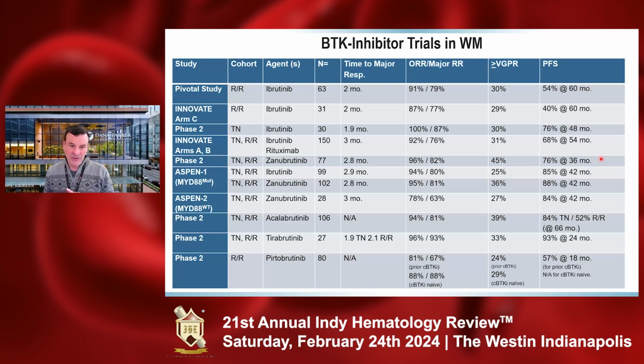You see on average about 90% of the patients get an overall response, and about 80% get a major response, which is a reduction by about 50% in the disease burden as measured by IgM. I'm going to come back to that point towards the end of my talk. VGPR means very good partial response, which means a 90% reduction in disease burden, again measured by IgM.